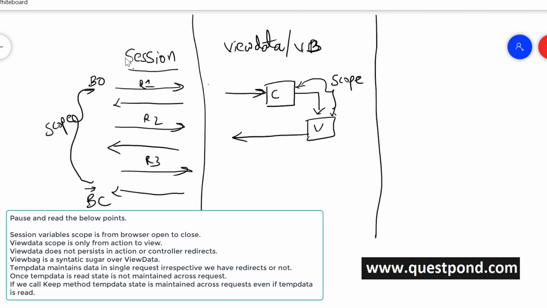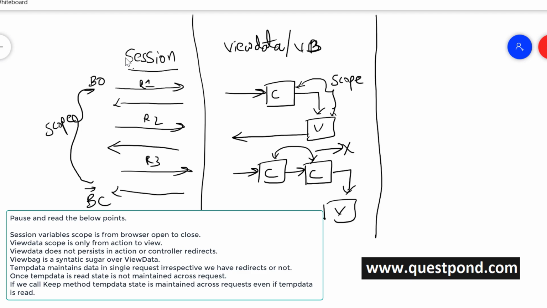In case you are redirecting from one controller to another controller, so in case you have this situation where this is one controller and from this controller you are redirecting to another controller, view data is not maintained here. Please note, view data is not maintained here. Only from the controller to the view. You set the data in the controller and you read it in the view, and that's it.